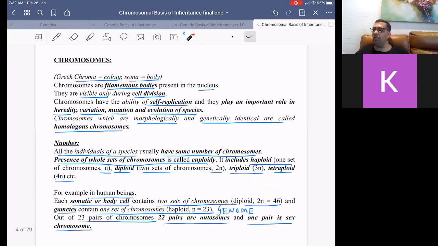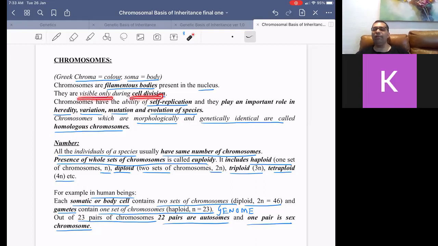Then we have details of chromosomes. Chroma means color. Soma means body. So chromosomes are colored bodies. They are filamentous bodies present in the nucleus and are visible only during cell division. Otherwise, chromosomes are in the form of chromatin thread or chromatin network in the interphase, like we have done in cell division.